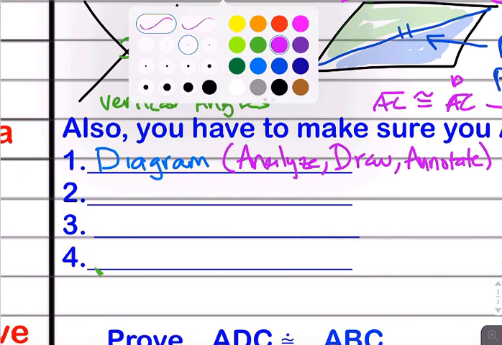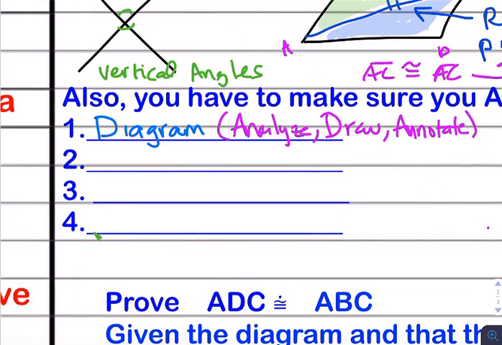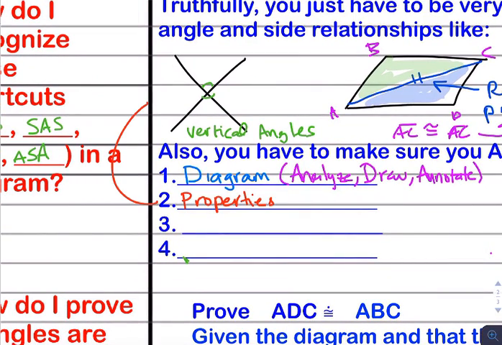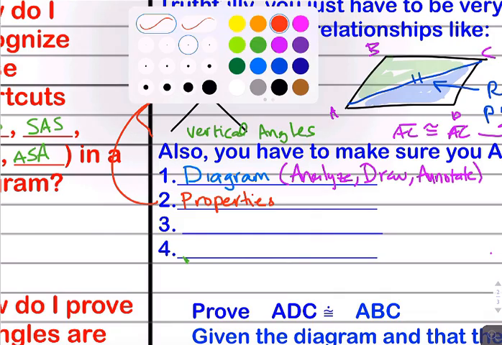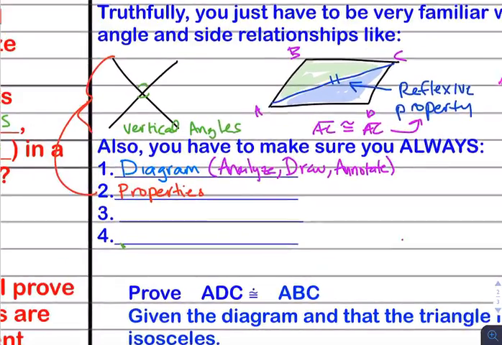The other thing that's really important when you're trying to use these shortcuts is that you have to make sure that you're analyzing properties. And when I say properties, I mean stuff that's not going to be super obvious. That might not be handed to you, but if you're clever and you can see it on the diagram, that gives you more information because it's all about information extraction. The third thing you're going to have to do when you're dealing with these things is deal with the givens.